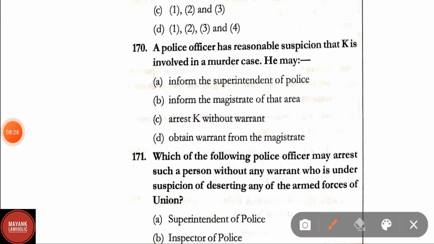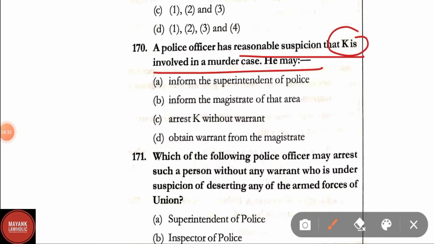Question number 170. A police officer has a reasonable suspicion that K is involved in a murder case. He may, option A, inform the superintendent of police. Option B, inform the magistrate of that area. Option C, arrest K without warrant. Option D, obtain warrant from magistrate. The correct answer is option C, that is arrest K without warrant.